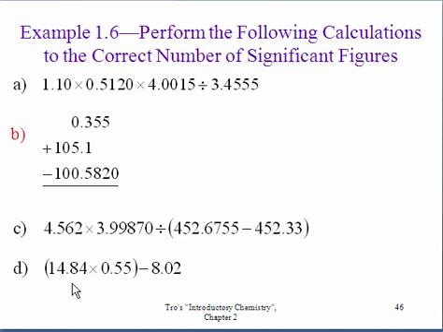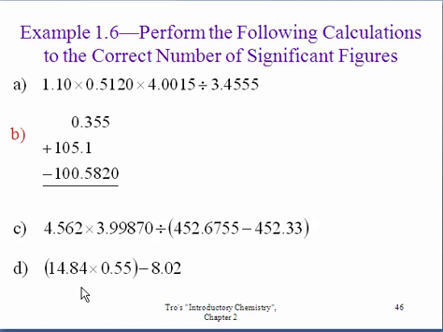D is also a problem where we have to follow our order of operations. We're going to multiply these two values first, and then underline where our last allowable digit is, and then do our subtraction. When I multiply these two values together, I get 8.162. I'm going to underline the 1 because according to my rules, my answer can have as many sig figs as the value with the least number of sig figs. This value here has 2 sig figs. This has 4. So my answer can only have 2 sig figs.